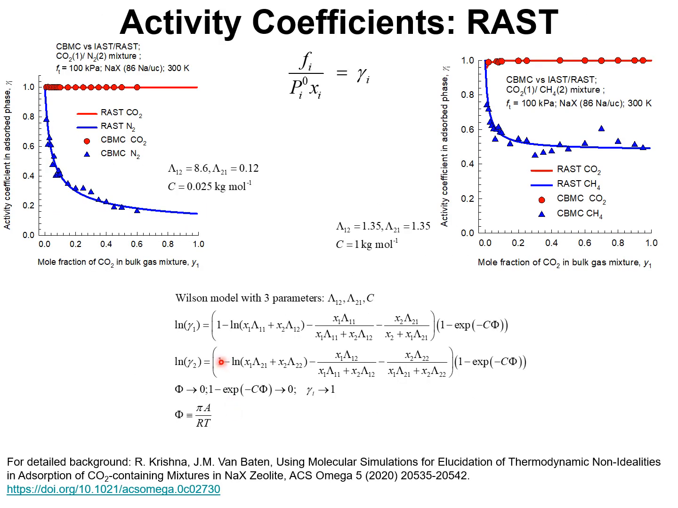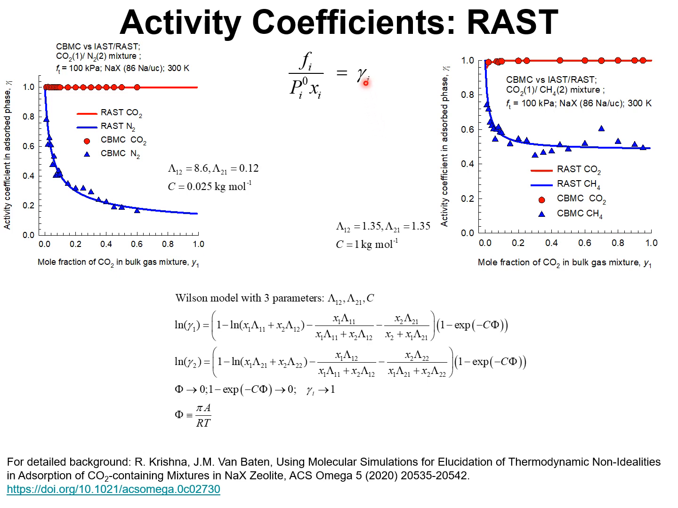The CBMC simulation data could be used to determine the activity coefficients describing deviations from ideality in the adsorbed phase. The activity coefficient for species i is the partial fugacity of species i in the bulk fluid phase divided by the adsorption pressure of that species multiplied by the mole fraction of that species in the adsorbed phase. All these three quantities may be determined from the CBMC simulations, allowing the calculation of the activity coefficients.